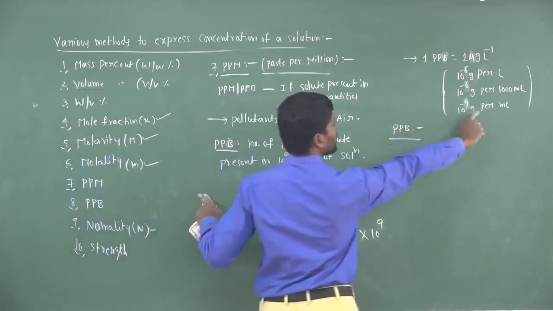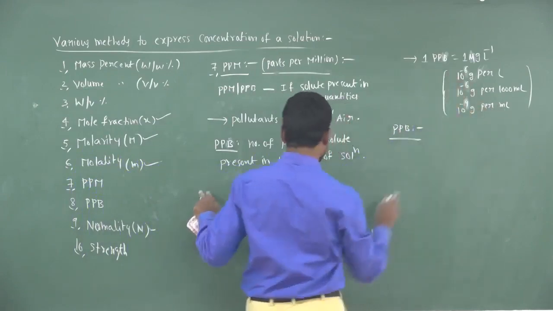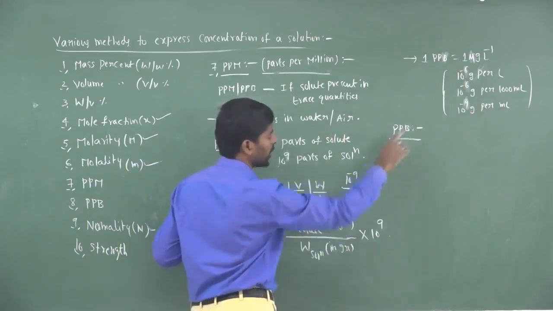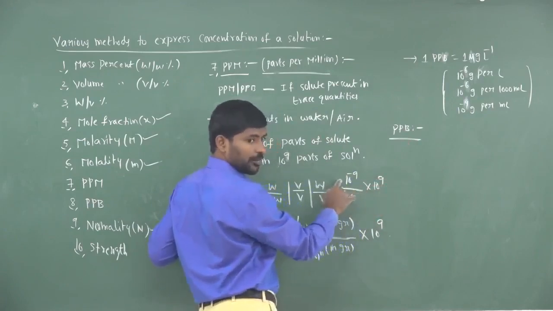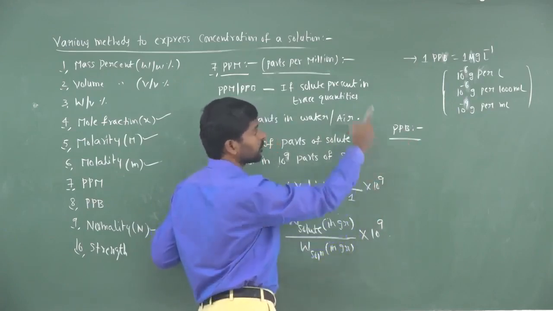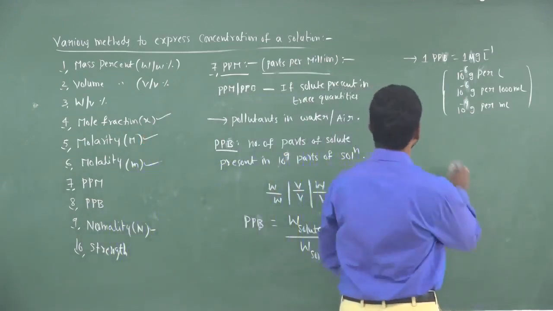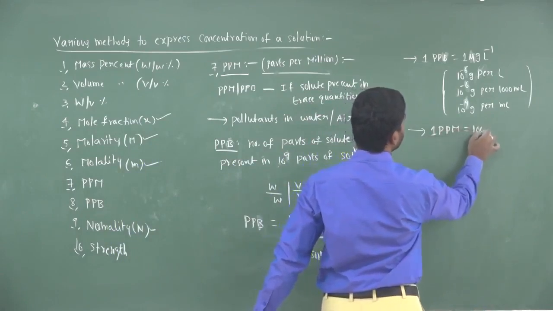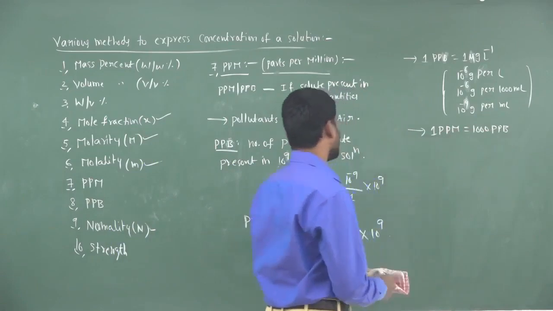10 power minus 9 grams per 1 ml means how many ppm? It's only 1 ppb. Here the weight we are taking is 10 power minus 9, and the volume is 1 ml, so we multiply by 10 power 9. So 10 power 9 plus 9 minus 9 gets cancelled, and we get 1 ppb. And the relation between 1 ppm and ppb is 1 ppm is equal to 1000 ppb.